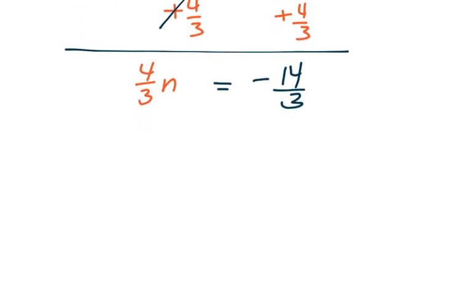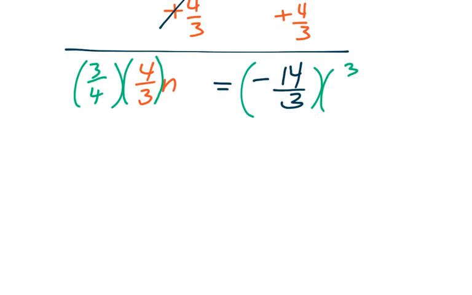From here we're going to multiply by the reciprocal. So when we multiply by the reciprocal, which is 3/4, we'll want to do that on both sides. On the left hand side, all of those pieces cancel out and they give me a coefficient of 1 for the variable, and that's what we were hoping for.